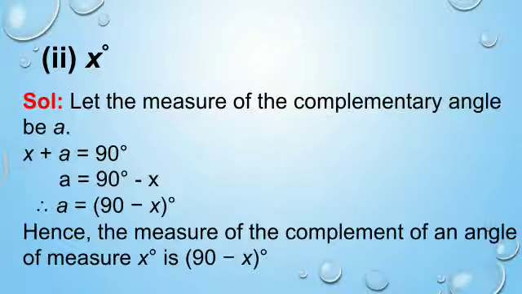Now let's see the other one, that is x degrees. Here the measure of one complementary angle is given, that is x. You have to find out the other complementary angle. So how are you going to find it? Again, the other angle we don't know. So what will you take? You will take A. You can take any alphabet, you can assume any alphabet.